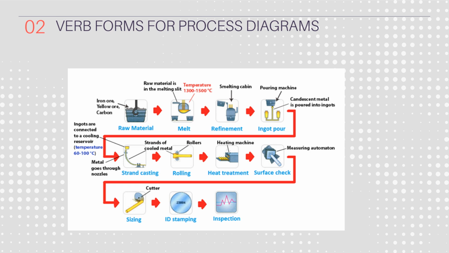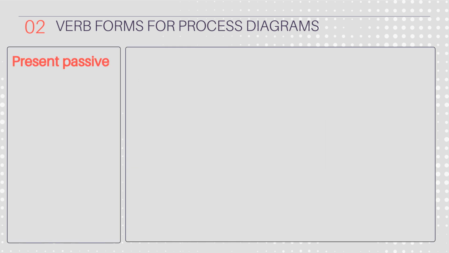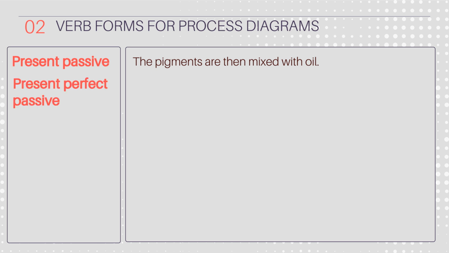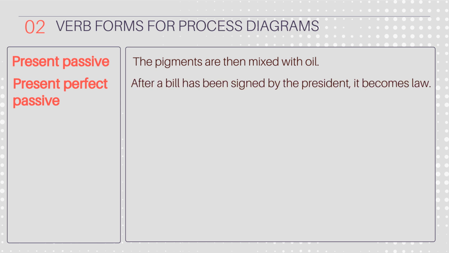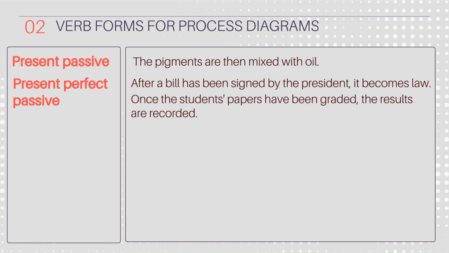Therefore, you will generally use verbs in the passive in your response. Present passive form, for example. The pigments are then mixed with oil. Used to describe industrial, agricultural, or business processes. Present perfect passive. For instance, after a bill has been signed by the president, it becomes law. Once the students' papers have been graded, the results are recorded, in clauses beginning with the signal words once or after.